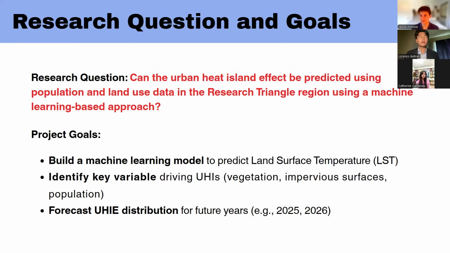When making this project, we had three key goals in mind: to build a machine learning model to predict land surface temperature, to identify key variables driving urban heat islands, and to forecast distribution for future years.